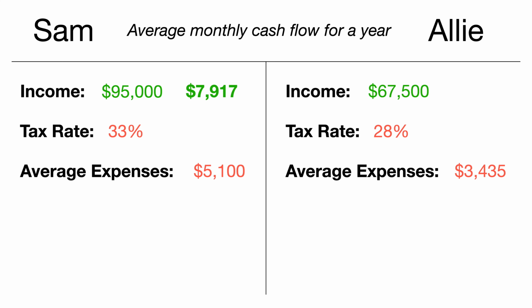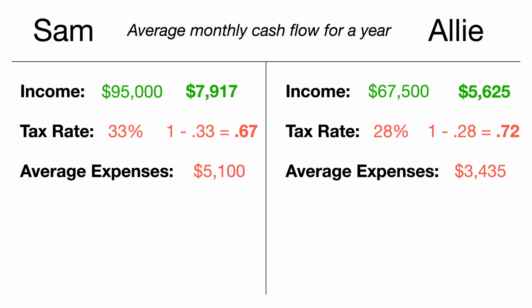So remember, get the income, divide it by 12. So Sam makes $7,917 per month. And the tax rate, we've got to take that out. So 1 minus the tax rate of 0.33 gives us a multiplier of 0.67. And now we're going to do the same for Allie. Income per month is divided by 12, $5,625. Tax rate, 1 minus 0.28 gives us a multiplier of 0.72.